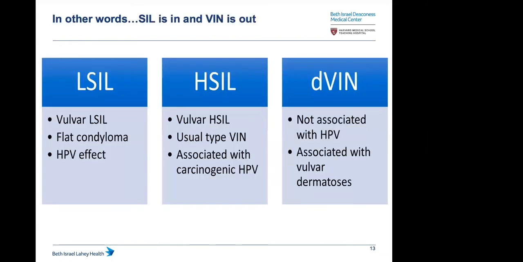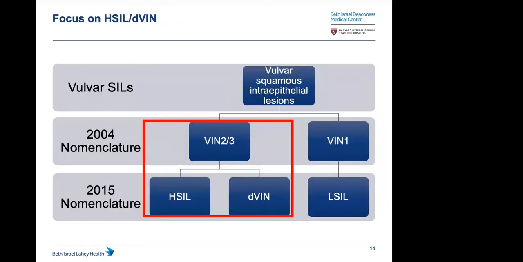So in other words, L-cell again is sort of synonymous with VIN-1 or condyloma, not considered precancerous. We worry about it, but we don't need to treat them. H-cell is otherwise known as VIN-2 or VIN-3 or usual type VIN, and this is associated with carcinogenic HPV. And then the other form of high-grade dysplasia is D-VIN. This is not associated with HPV, but is instead associated with vulvar dermatoses such as lichen sclerosus.